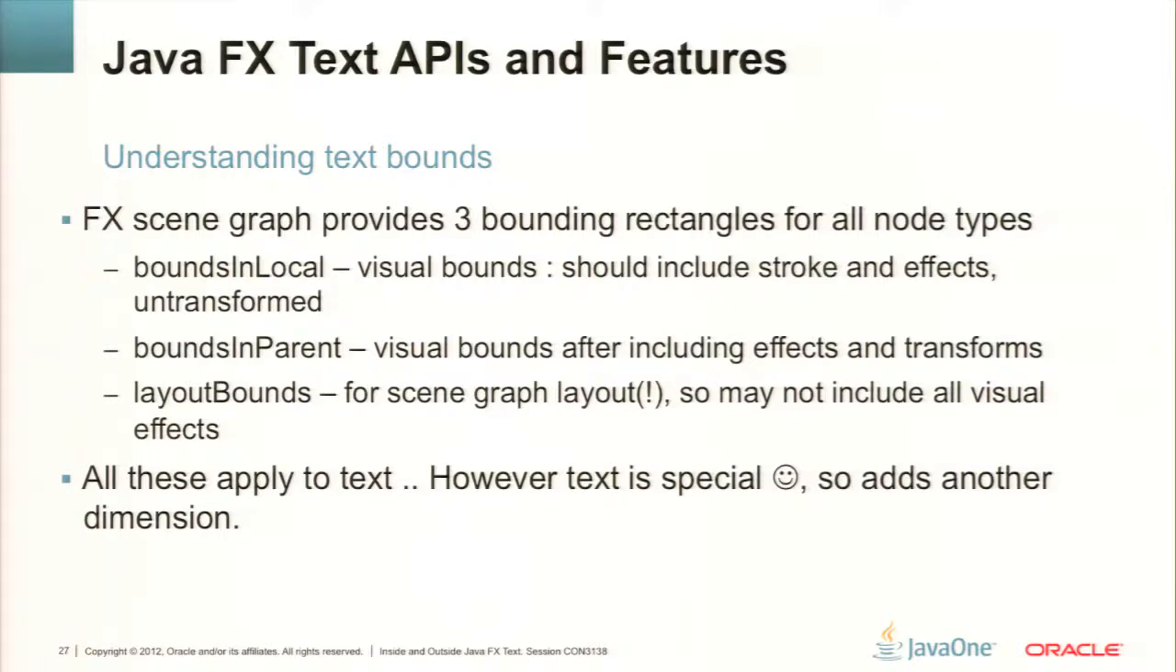Got some examples. So the text bounds, understanding text bounds. In FX there are different bounding rectangles for all the different node types. I don't know if everybody's familiar with all of them, but bounds in local coordinates should include, in theory, the stroke and effects, but it's untransformed. Bounds in parent applies the same thing, but transformed in the coordinate system of the parent. And layout bounds doesn't necessarily include the effects because it's used for placing things within the SceneGraph, and the effects are not accounted for there.